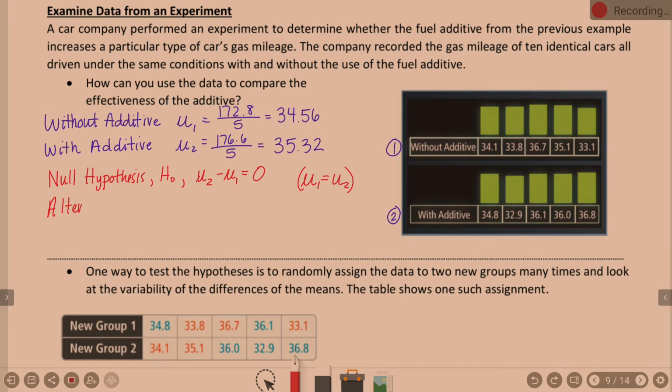Alternative, well, again, what's the claim we keep talking about? For the alternative hypothesis, the claim is that the one with the additive is higher. Now, if it helps you, my brain would say that group 2 is bigger than group 1, yes? That's the easy part in my brain. It makes sense if I say group 2 is greater than group 1.